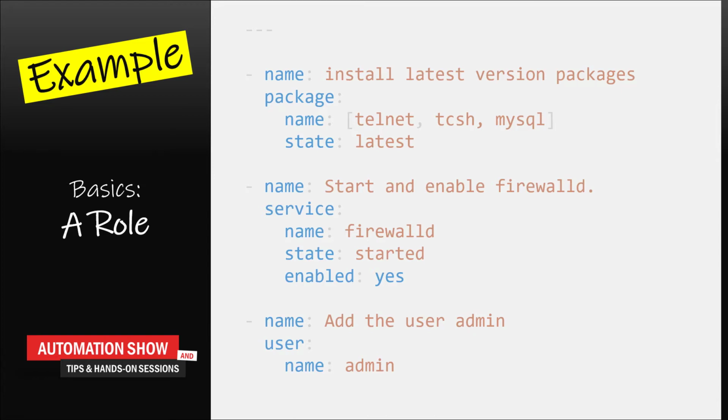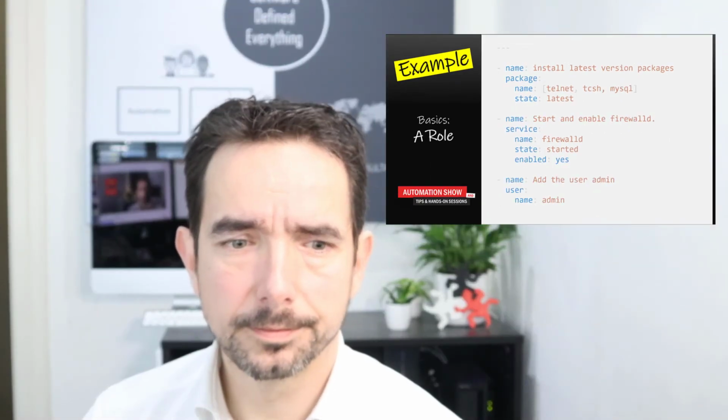In this example, we're gonna install 3 packages on the latest version. You can also, for example, say state present, then it will only look if it's available. If you use latest, it will update it as well. Then we're gonna start the firewall, and we are going to create a user admin. And that's it. Now it's part of a role.